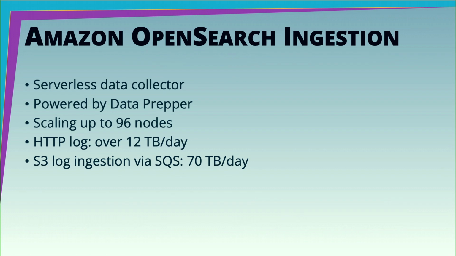I got some information on some individual pipelines that we have. We have some HTTP log pipelines where customers are generating about 12 terabytes a day of HTTP log data. We also found that a lot of customers are really interested in those S3 use cases we talked about. So we have some customers who are generating up to about 70 terabytes a day into their OpenSearch cluster using Amazon OpenSearch Ingestion, which again is using Data Prepper underneath.